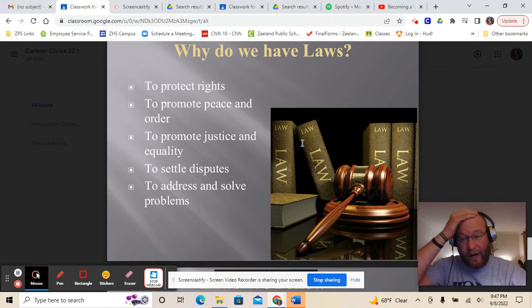All right, then why do we have laws? We have laws first to protect all those rights that we have in the Constitution. We want to make sure that those are protected. Second, to promote peace and order. Obviously, if we want things to be peaceful, we want things out in public to be in order, people acting the right way, we got to have laws there to promote that to happen.